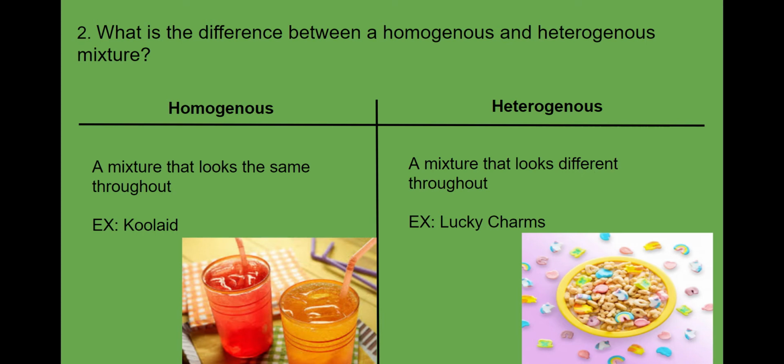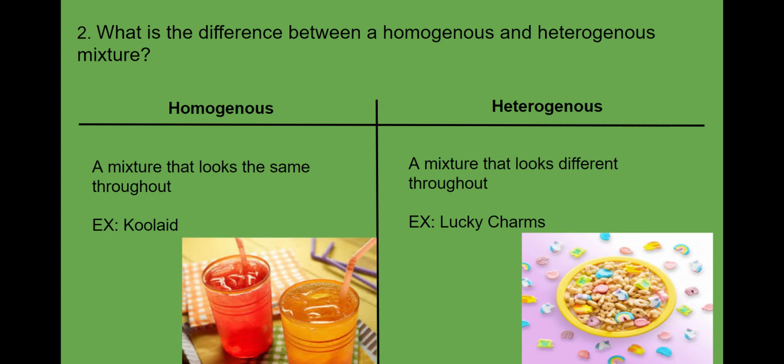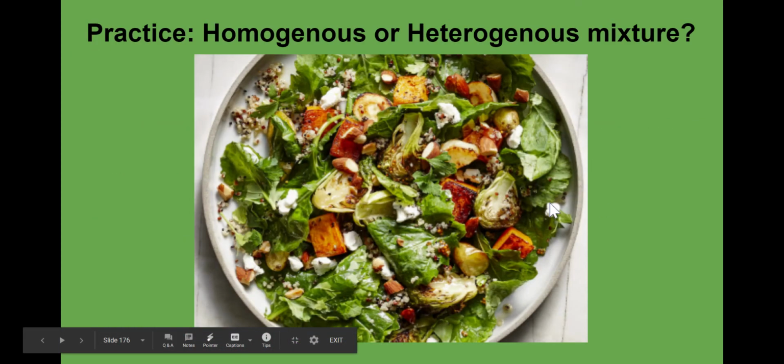I can see it with my eyes. I can tell that it's different. So something like Lucky Charms, where I could pick out if I want to eat a rainbow or I want to eat a unicorn or if I want to eat the cereal part, whatever, you can choose which part you want. So homogeneous, it looks the same throughout. Heterogeneous, it looks different. You can see the difference.